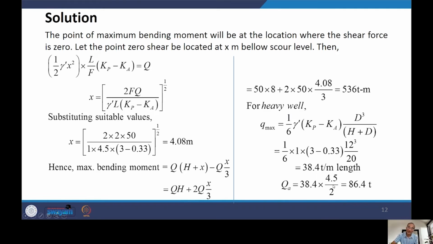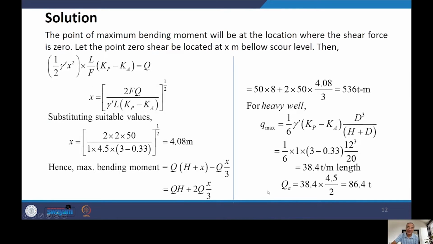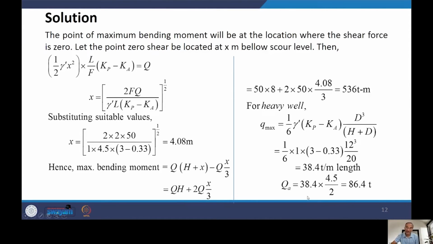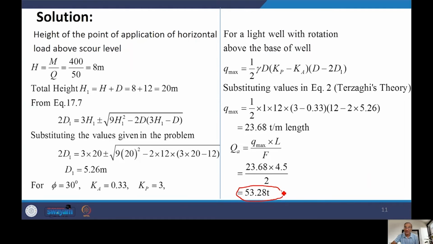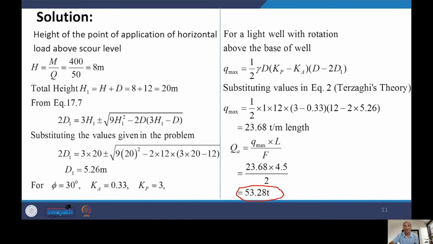Now you could see this allowable load of 86.4 was for the heavy well case. But earlier for QA you got 53.28 ton. So for the rigid case, when you assume that the point of rotation is not at some height, rather it is at the base, the allowable load QA will be higher, which is 86.4. There is a lot of difference from the earlier value of 53.28. This is a higher value, which was expected, because the rotation is assumed at the base of the well. So this was the Tarzaghi's method for the solution of well foundation.